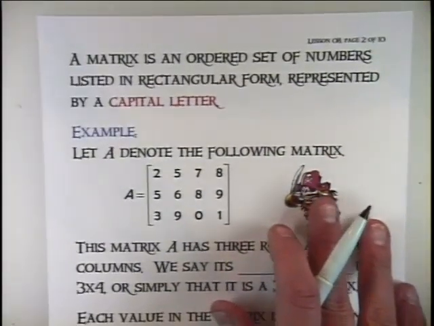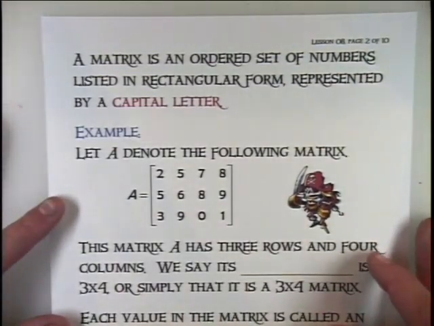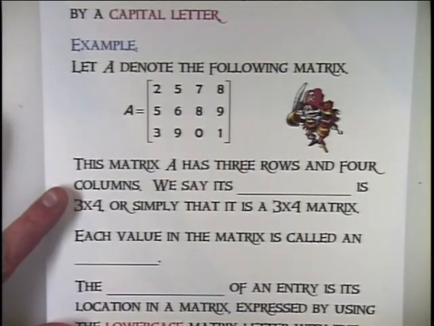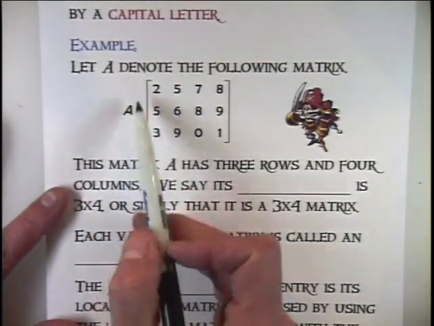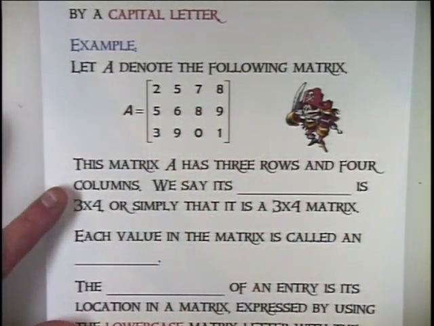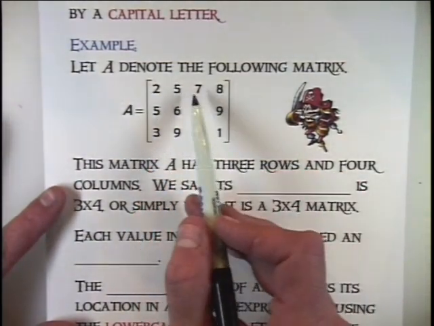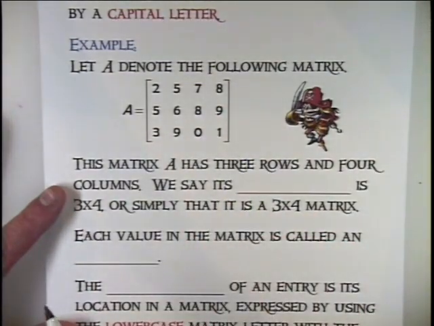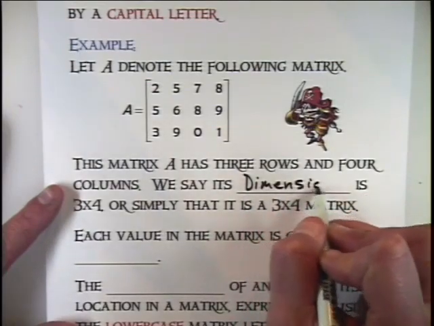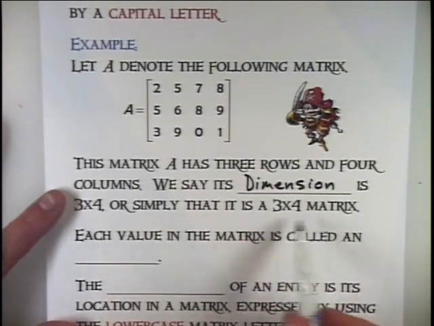So a matrix is just an ordered set of numbers listed in a rectangular form that is represented by a capital letter. Let's look at this other example here. We have really no context of what these numbers represent, and that's okay, but it is a matrix. We're going to let A, capital A, denote this matrix right here. Now notice that it's a little bit larger than the last one. It has, let's see, 1, 2, 3, 4 columns, and 1, 2, 3 rows. So we can say that its dimension, which is our relative size of any matrix, is a 3 by 4, or simply that it's a 3 by 4 matrix.